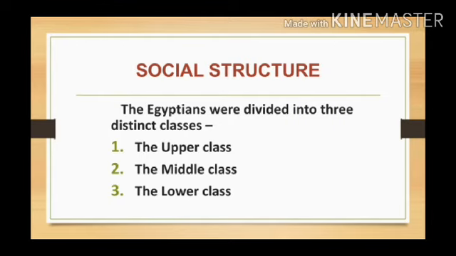The middle class consisted of merchants, manufacturers, craftspeople, and the lower clergy. And the lower class consisted of the peasants. At the bottom of the social hierarchy were the slaves, who were mainly prisoners of war. So it is clear that the social structure of ancient Egyptian civilization was divided clearly on the basis of their economic status.